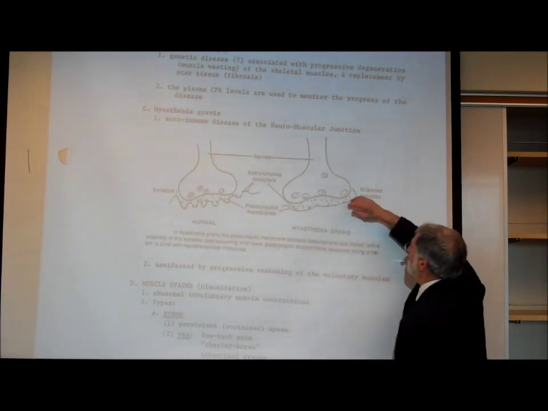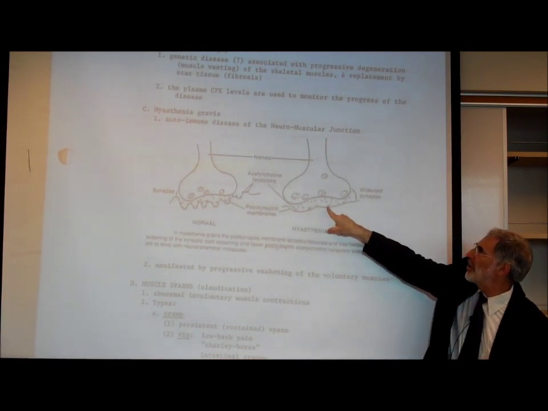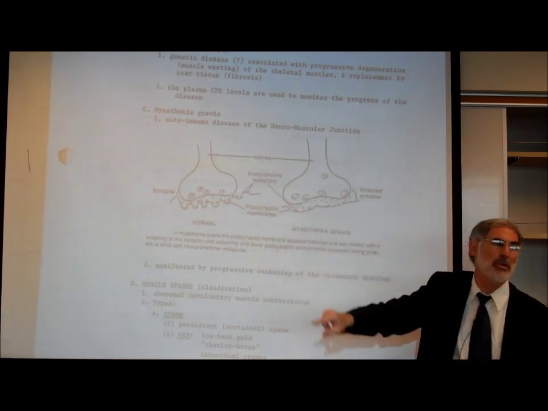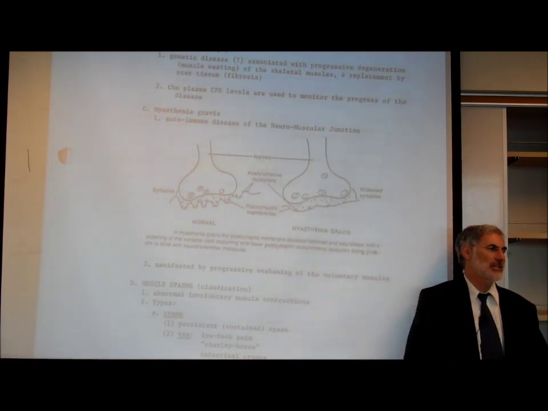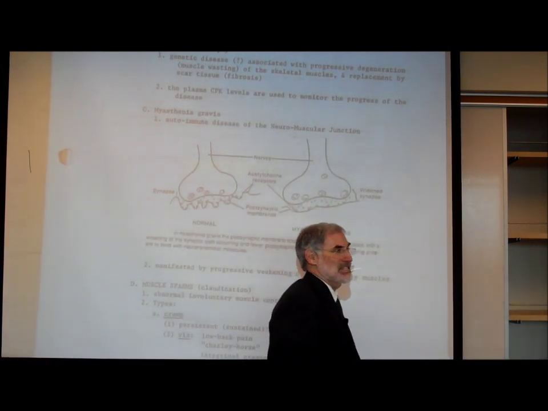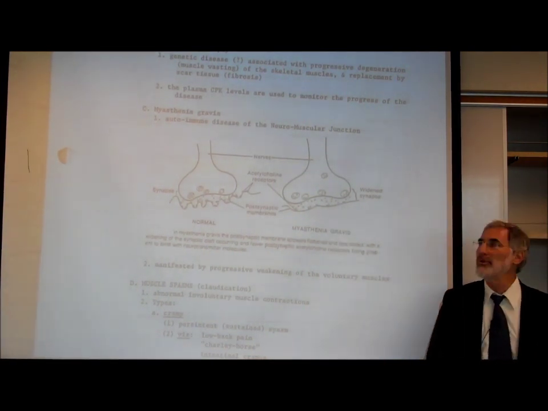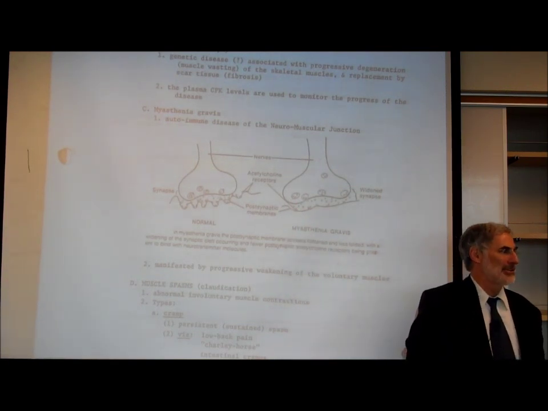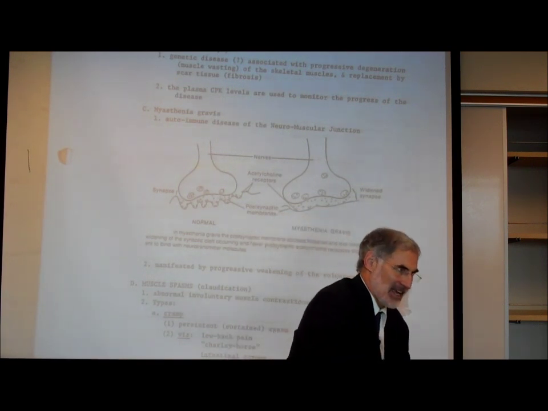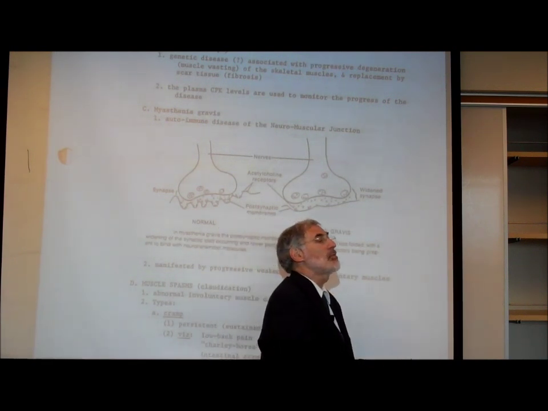In myasthenia gravis, there's a widening of the synaptic cleft, and you'll notice there's almost no receptor sites left because the immune system is destroying those proteins. It is attacking the acetylcholine receptor sites. Eventually, there won't be any acetylcholine receptor sites. So when there's no acetylcholine receptor sites left, will the neuron be able to activate the muscle? No. So the person experiences progressive weakening in their ability to move their muscles to the point where eventually they cannot move their muscles at all.